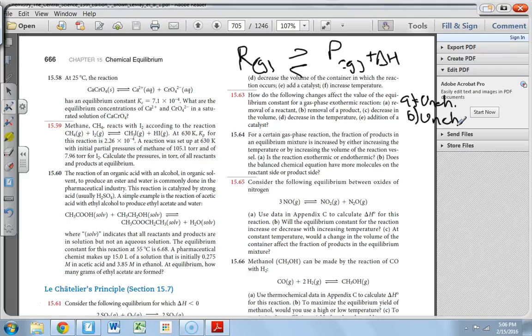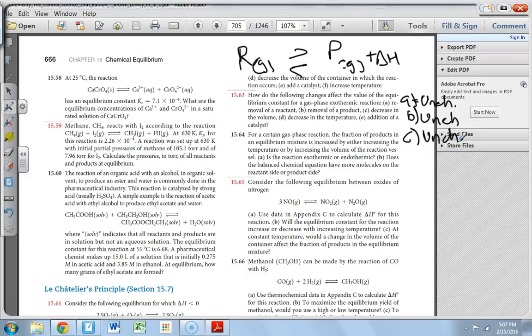So when you decrease the volume, you shift in the direction of the side with fewer moles of gas. But again, we're not changing the temperature. So while the amounts of the products and reactants may change, the constant is going to remain unchanged.